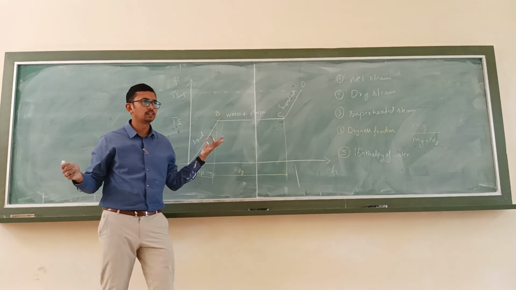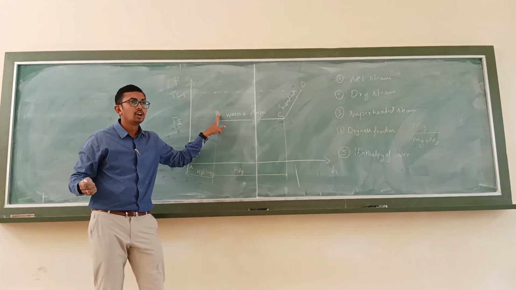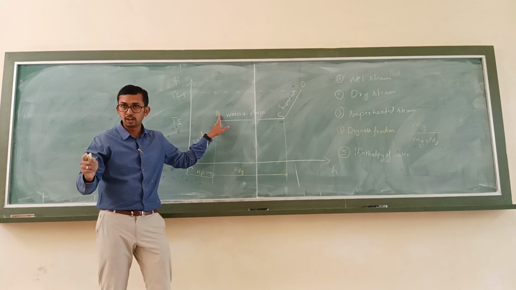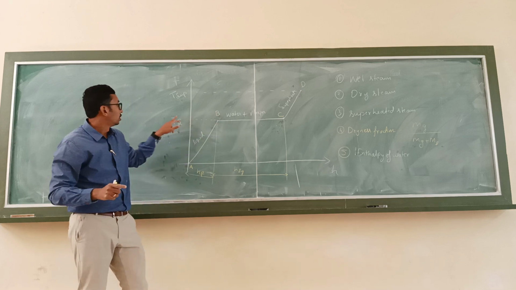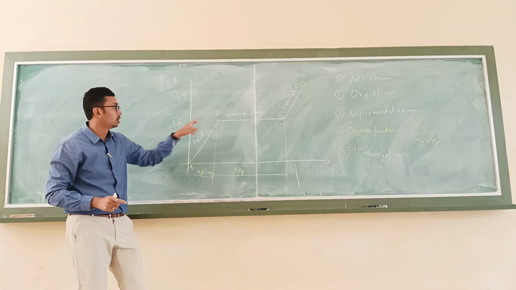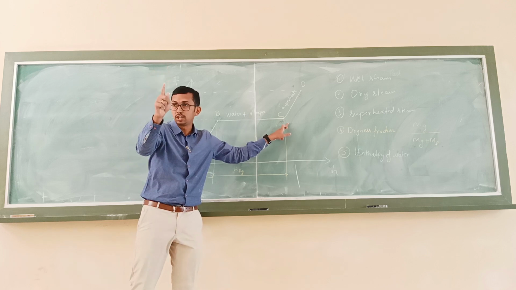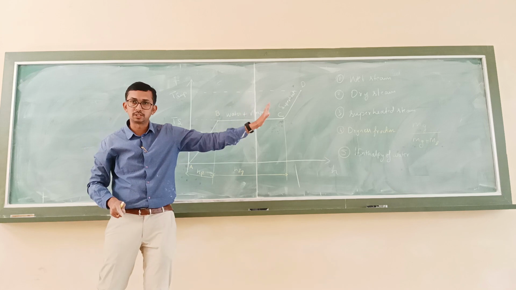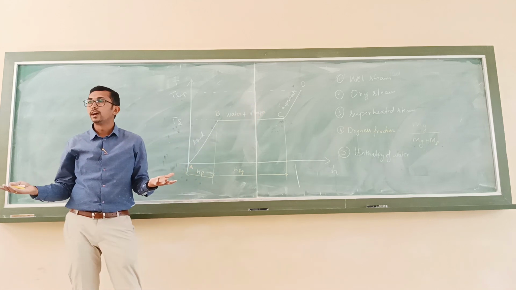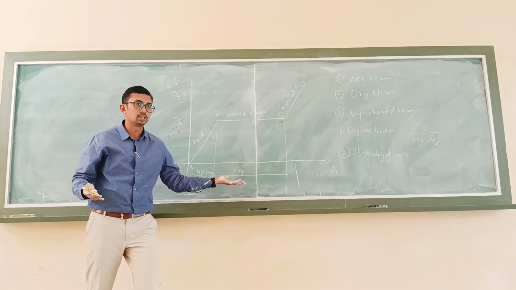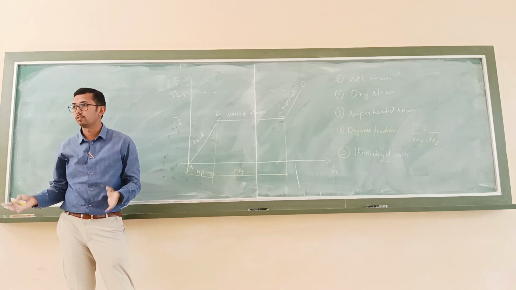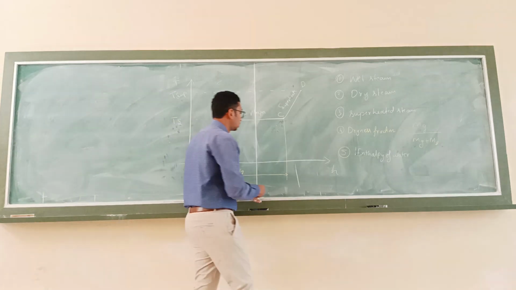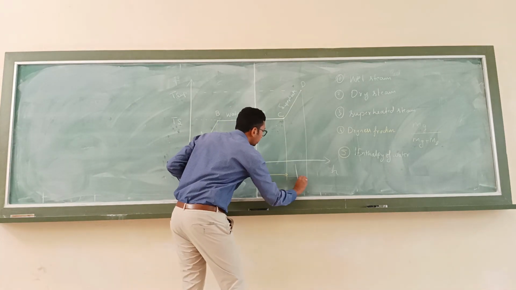Heat from B to C. What is B? Amount of heat required to convert 1 kg of water at saturation temperature to 1 kg of dry steam at the same saturation temperature at a given constant pressure. So that we are going to call as what? Latent heat of evaporation or enthalpy of evaporation. So next there is a term called superheat.